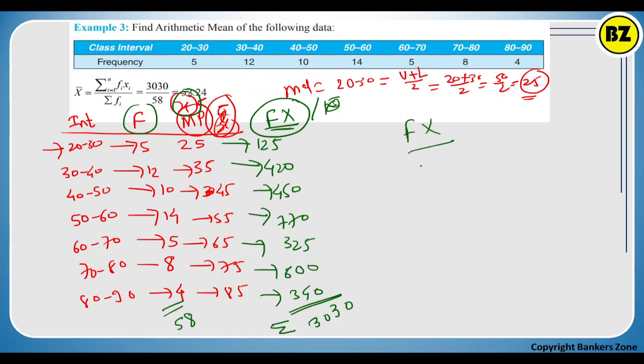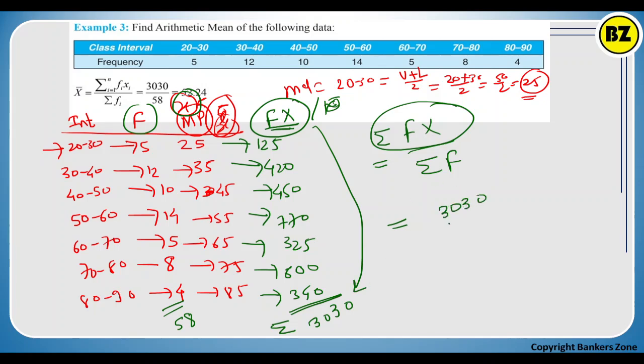Simply fx divided by summation of f. You remember summation, don't worry about the number of value, okay? Simply, what is summation of f of x? F of x we have calculated. This is the summation, means total. So 3030 divided by summation of f. So summation of f means frequency 58. So divided by 58, okay? So when you solve, you will get here the answer 52.24, okay? This is your answer. So in this way you have to go. Don't worry about the formula, what is given, okay? Just follow the simple steps, you will get the answer, okay?